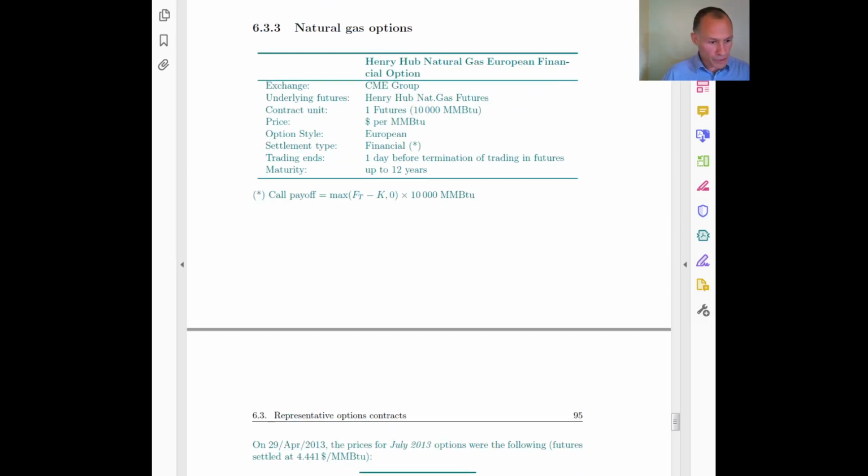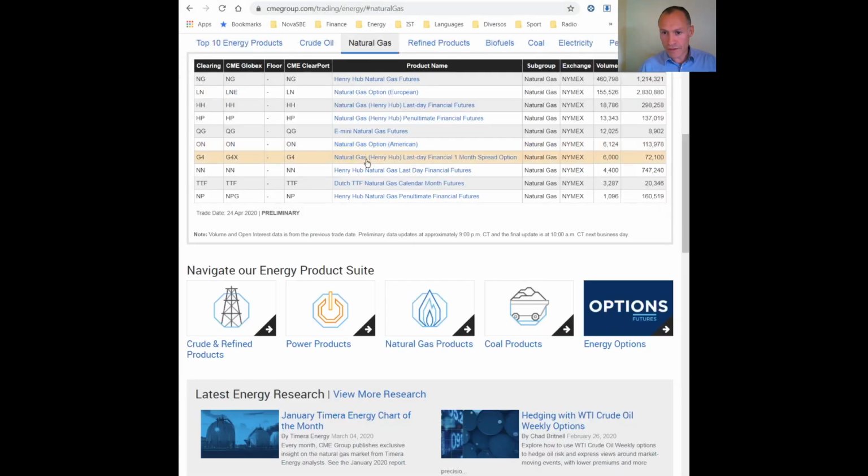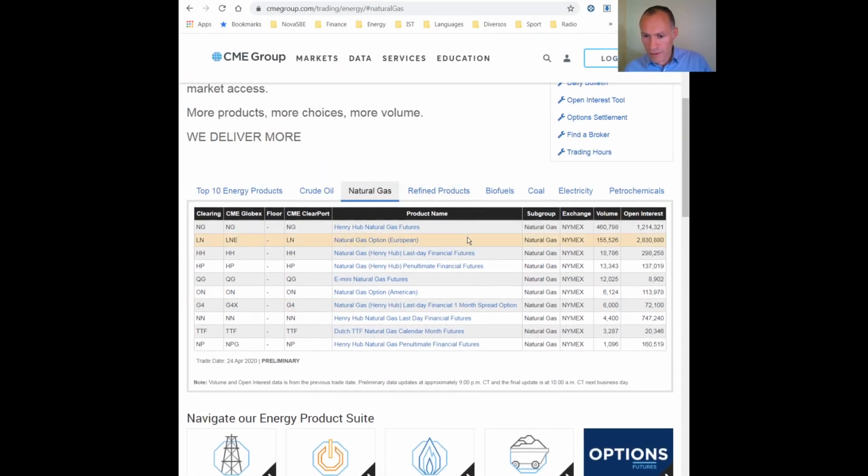Again, you can come to the CME page, and if you go to natural gas, you will find here the natural gas option. It's this one right here. Okay, and as you see here, this is actually a very heavily traded derivative. The amount of open interest is even larger than in the futures. It's quite heavily traded, right?